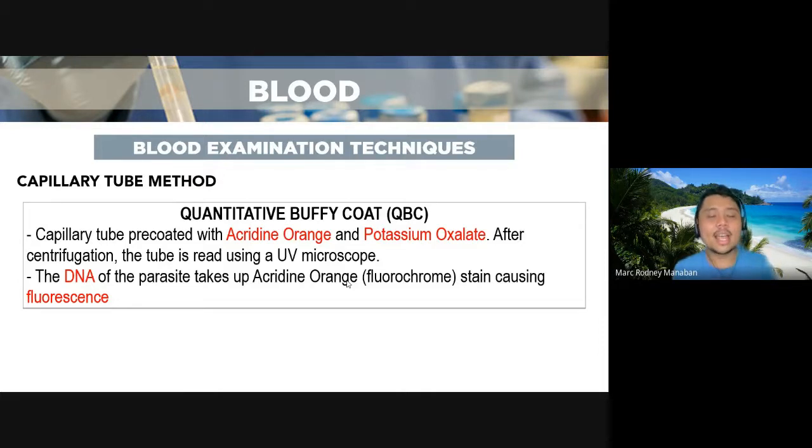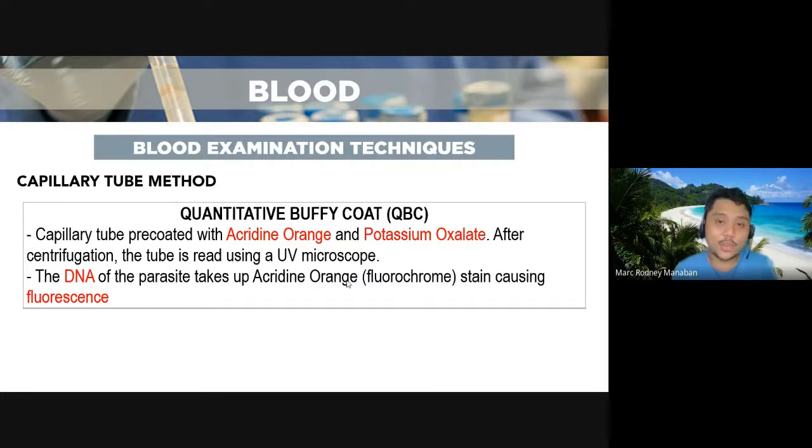Now, in the QBC, what we detect is the DNA of the parasite. It takes up the fluorochrome, which is acridine orange, and it will emit a yellow or orange fluorescence. Since we're detecting fluorescence, we're going to use a UV microscope.